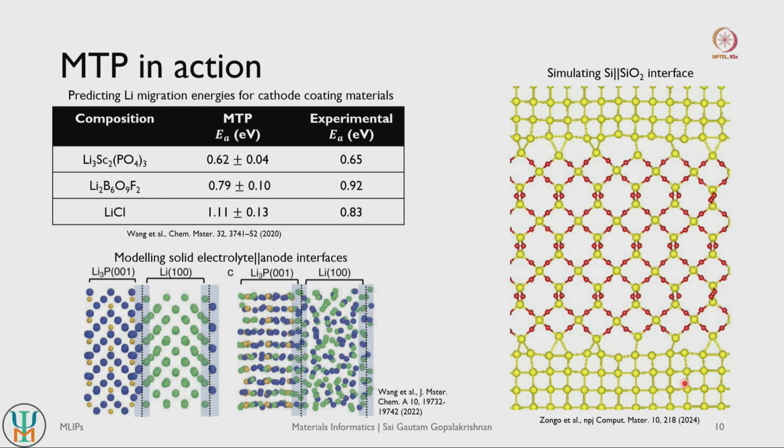And this is another example of an interfacial simulation involving moment tensor potentials where the authors try to simulate a silicon silica interface, right. So this is silicon and then you have silica in between, and they try to model the stability and transport across the silicon silica interface.